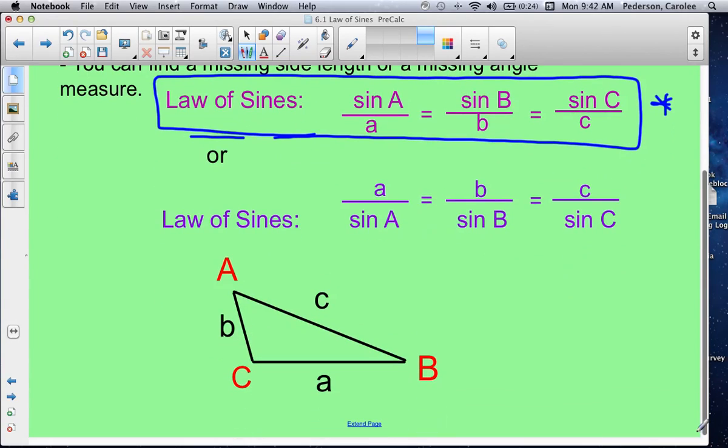You don't need to draw this picture of this triangle, but I just want to review with you. When you have an angle A, the side opposite angle A is side A. When you have angle B, the side opposite is side B. And the same thing with angle C: the side opposite is side C. So we do want you to get in the habit of drawing pictures when you have your problems, labeling all the sides.